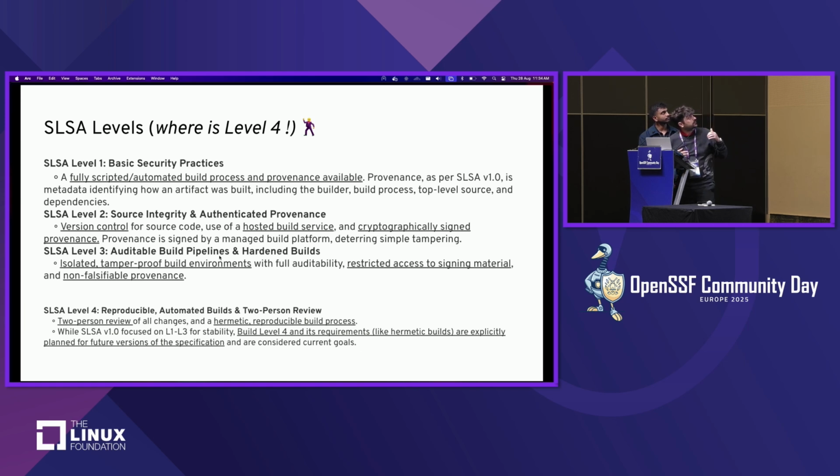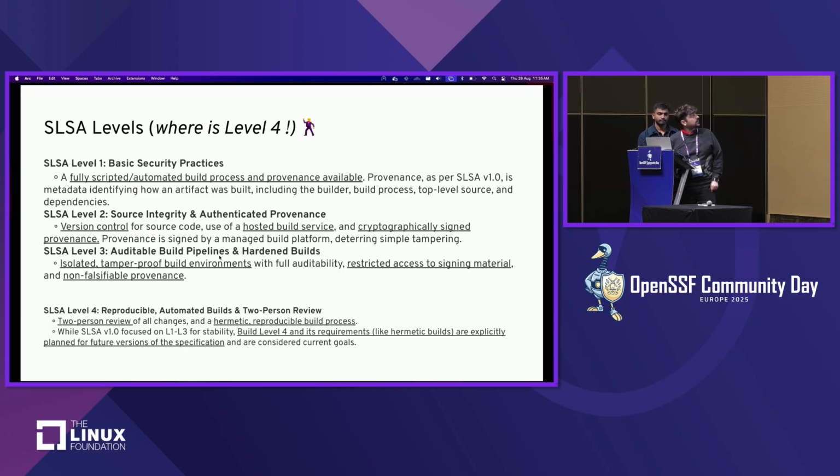Level 2 is source integrity and authenticated provenance. Here, all the provenance that were generated, you want to sign them so that then you can actually verify that no one tampered with your attestation in between when it was generated and when you want to use your software. You should use version control for your source code, for probably your pipeline definition or your build system definition. And you use a hosted build service. Here, what hosted build service means is you don't build your artifacts on your laptop and push them to production. That doesn't satisfy level 2, for example.